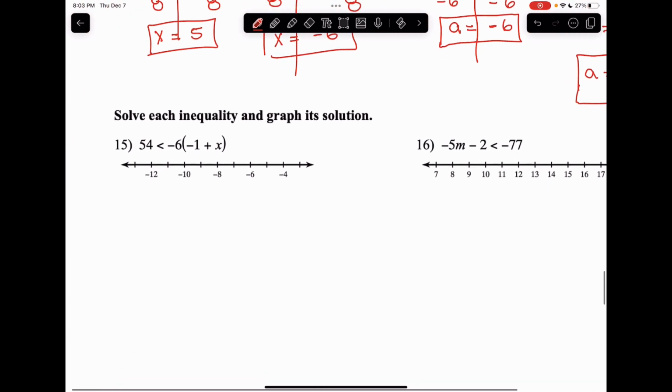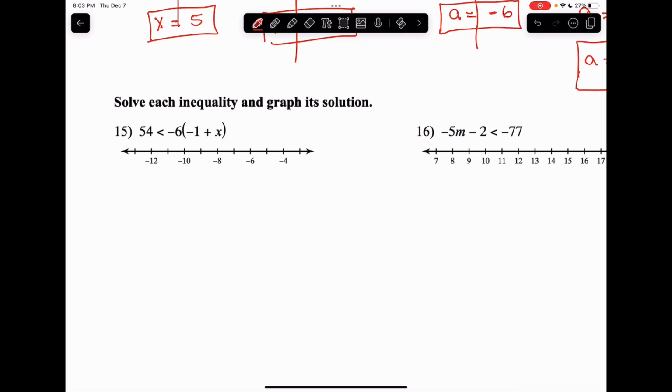Our last problems, solving inequalities and graphing. So if you notice in 15, I have the x on the right side of the inequality. It is easier if the x is on the left side. So what I'm going to do is quickly rewrite this problem with the x on the left. I have to make sure that my sign is facing the correct way though. Notice how it's opening towards the -6. So when I rewrite my equation, it should still be opening towards the -6.